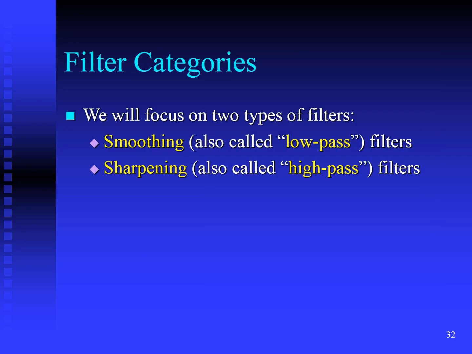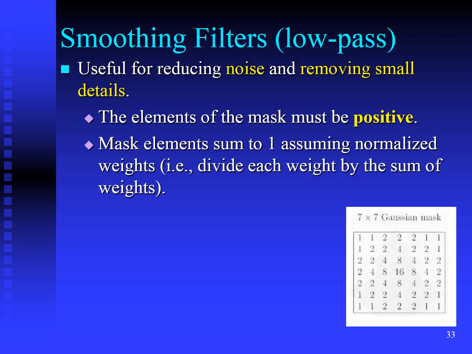The filter categories which we discussed: first is smoothing, second is sharpening. We call smoothing filters low pass filters, and sharpening filters high pass filters. Smoothing filters are used to remove noise. The mask or filter elements should be positive, and the mask elements should sum to 1. If you sum them, or average them, you will get a total sum of 1.